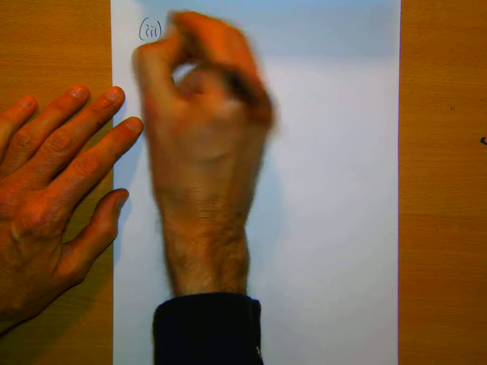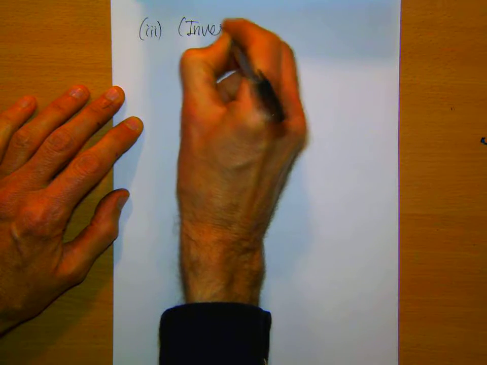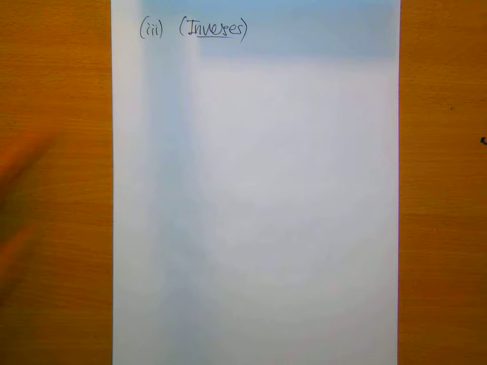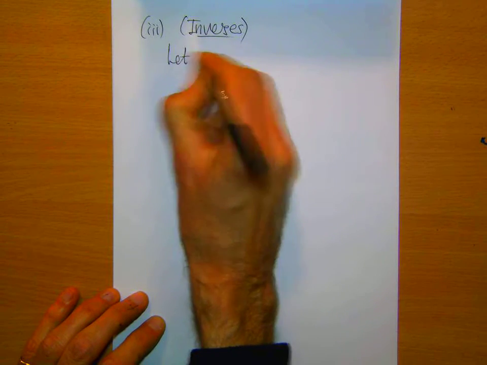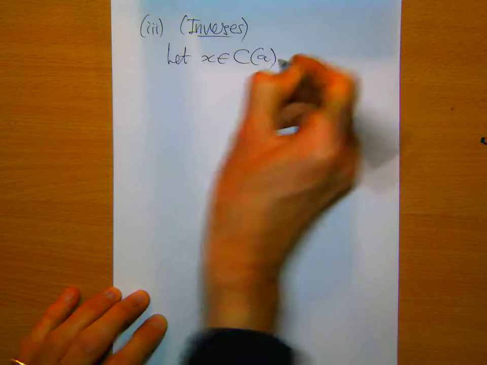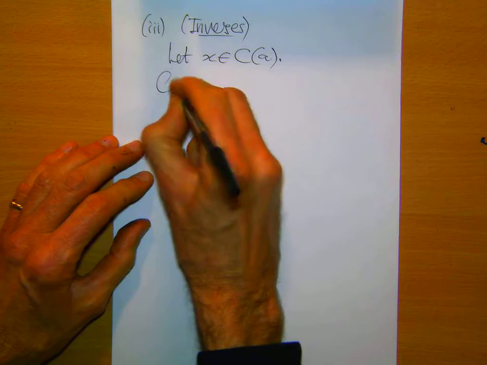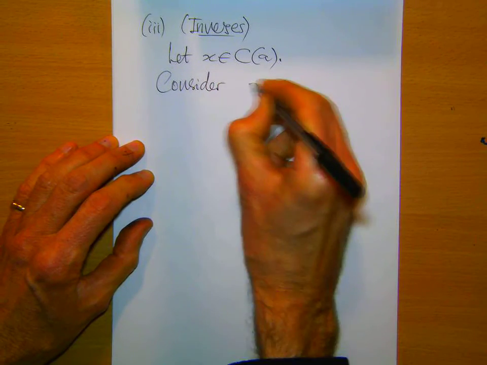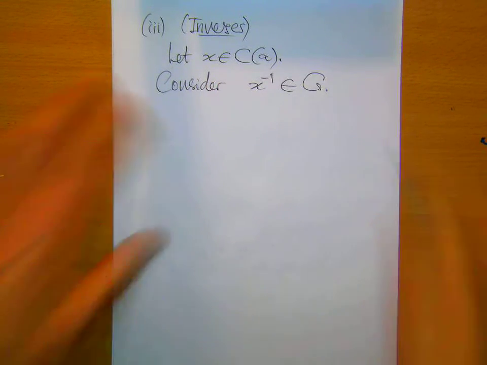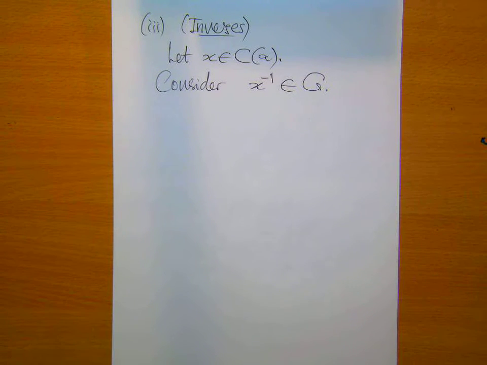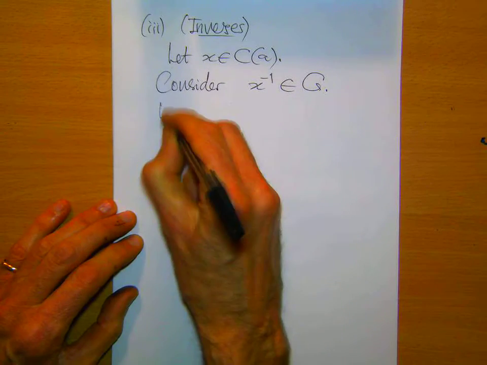Then finally, the third thing we have to prove is that inverses are present. In other words, if you've got an element x in C of A, then its inverse is also in C of A. Okay, so x's twin or partner, whatever you want to call it, is also lurking somewhere in C of A. So let's consider x inverse. So that's certainly an element of the group G because it's a group, so we've got inverses. What I want to do is show that x inverse is in C of A.